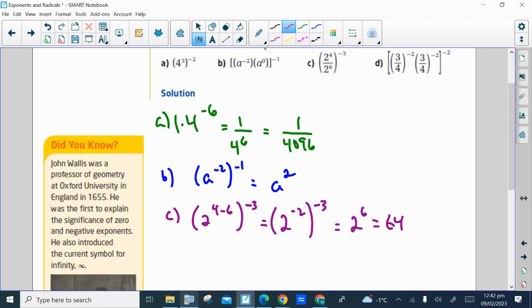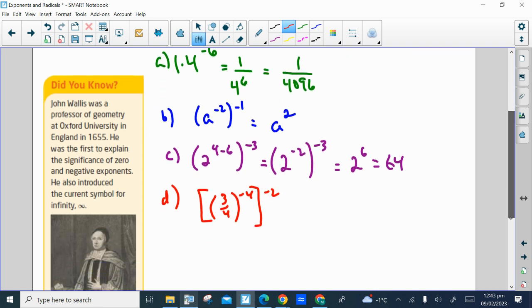Question D. You're multiplying inside those big square brackets, you're multiplying powers together with the same base of 3/4. So what do we do, Brooklyn? Yep. Add what? And what happens to the base? Stays the same. So we're going to have 3/4, and you're going to add the negative 2 and the negative 2 together, which gives us negative 4. But then that's still raised to the power negative 2 that's outside. Now what do we do, Brock?